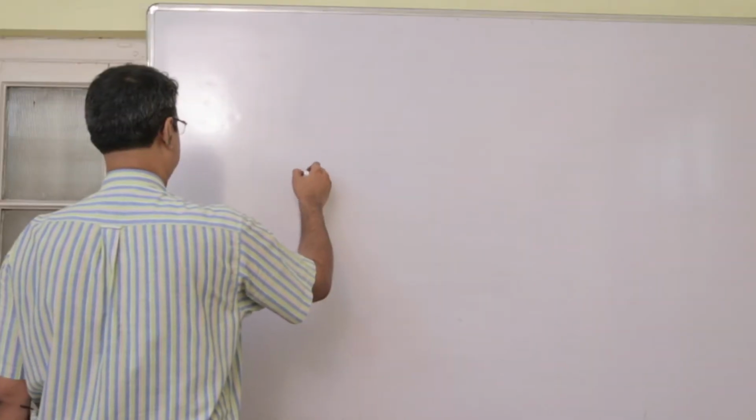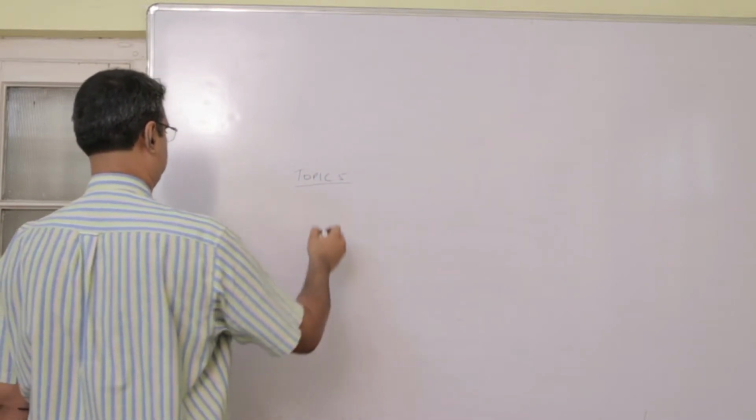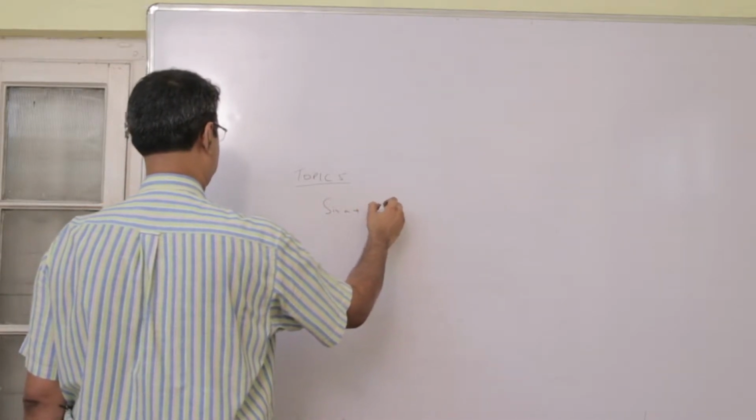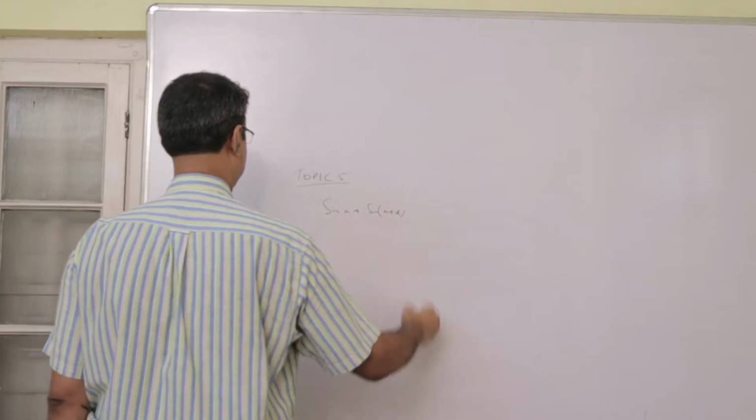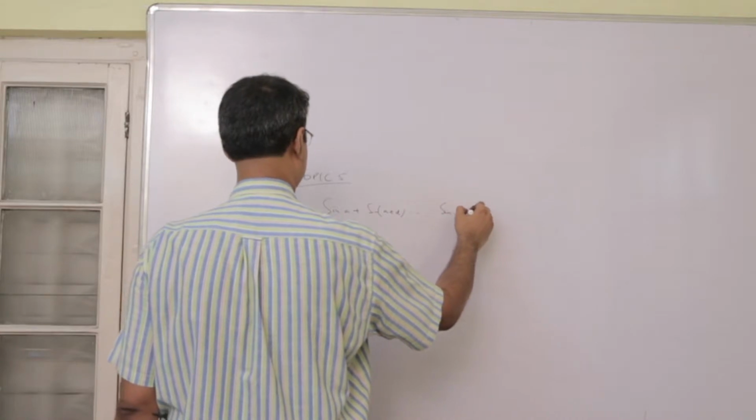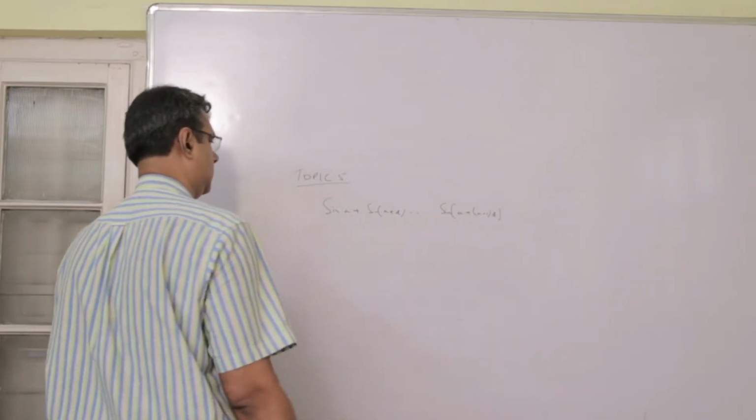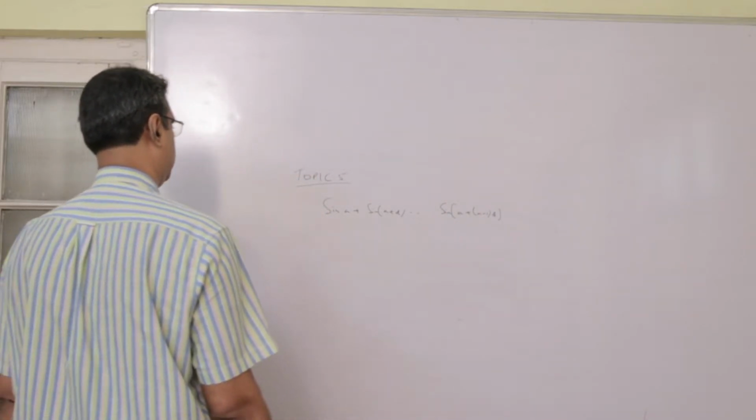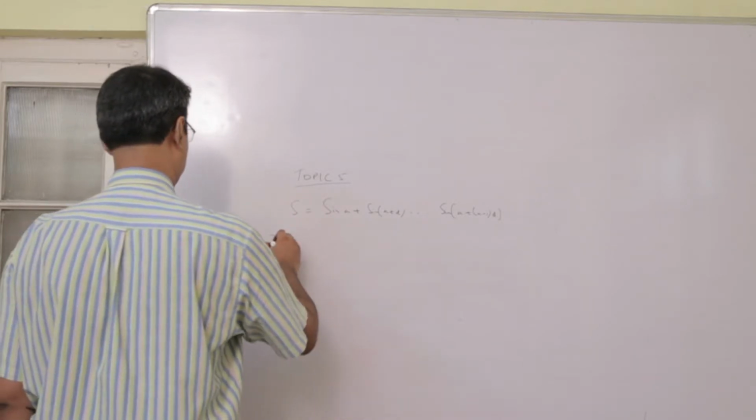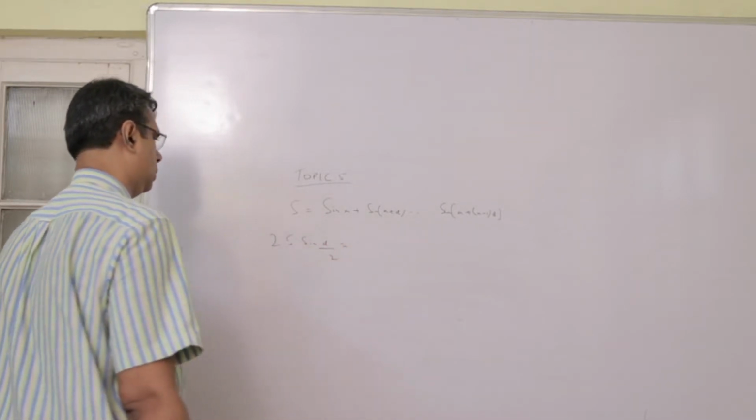Now we come to topic 5. Suppose you have a series like this, sine a, sine a plus d, and like this, the last term is sine a plus n minus 1 into d. So let us call this series as S. You multiply both sides with 2 sine half d.